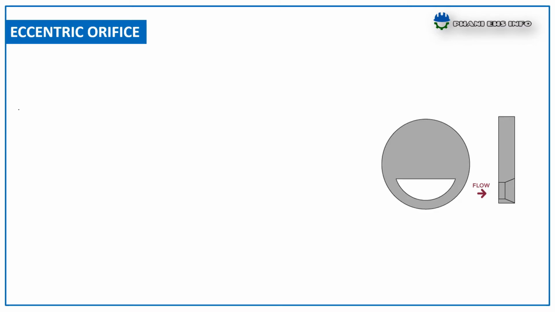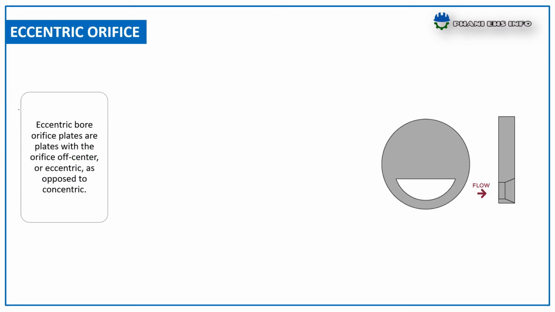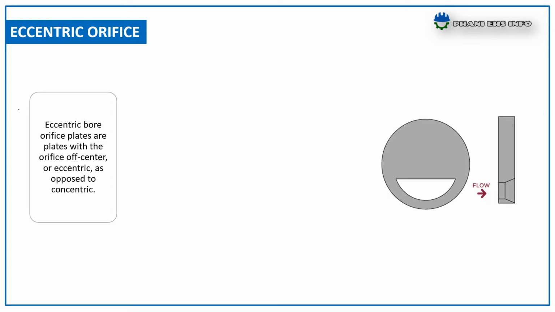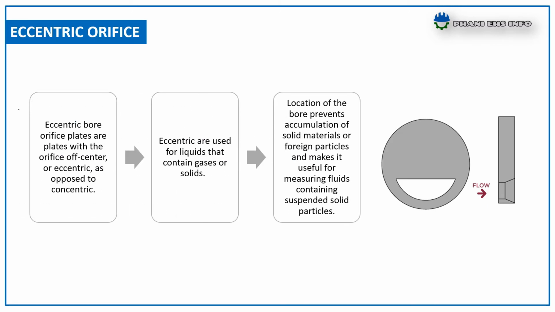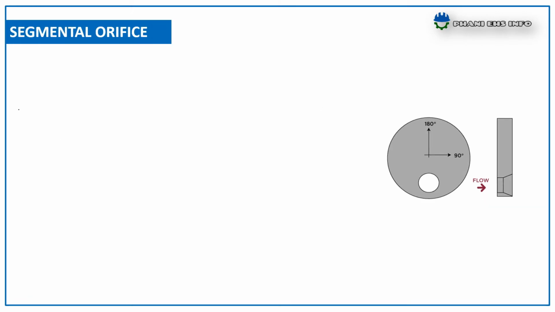Eccentric orifice. Eccentric bore orifice plates are plates with the orifice off center as opposed to the concentric. Eccentrics are used for liquids that contain gases or solids. Location of the bore prevents accumulation of solid materials or foreign particles and makes it useful for measuring fluids containing suspended solid particles.